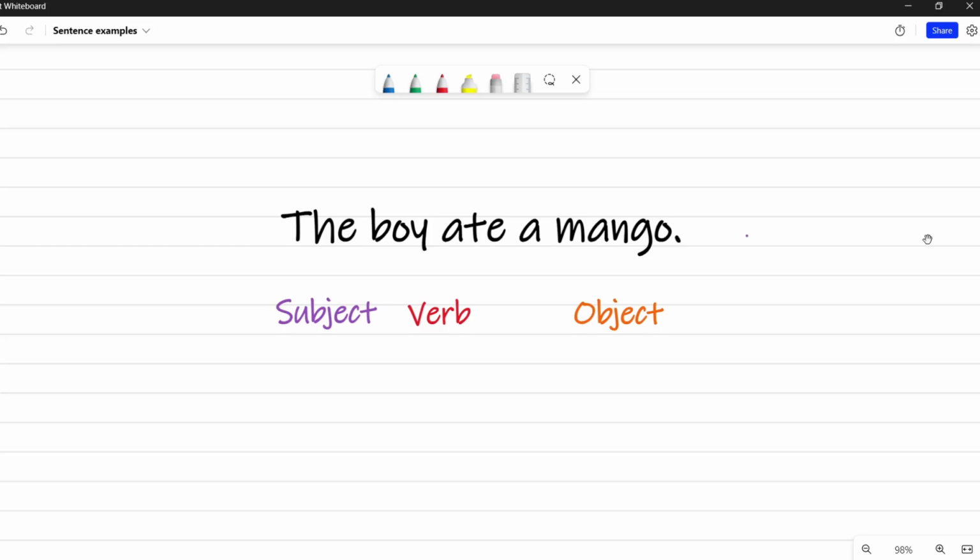In the sentence, the boy ate a mango, the subject is the boy, ate is the verb, and mango is the object. So the entity that is performing the action is the subject, and the entity upon which the action is being performed is the object. Oftentimes, sentences are more complicated than this.